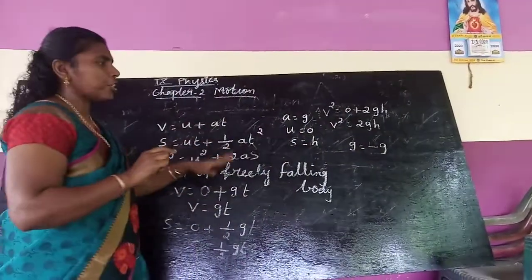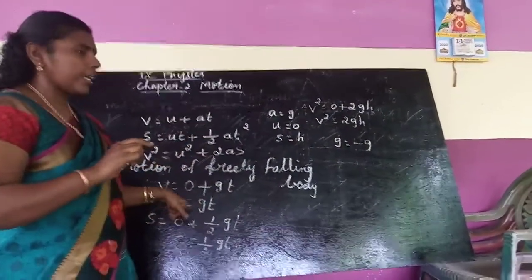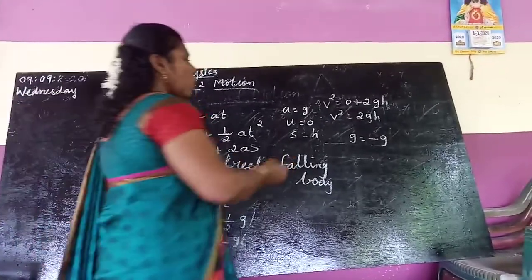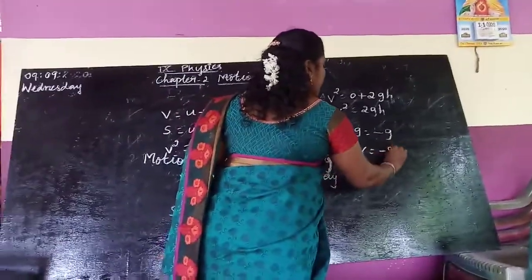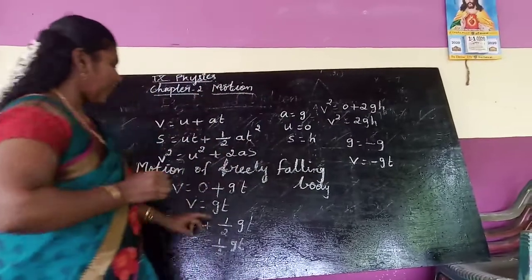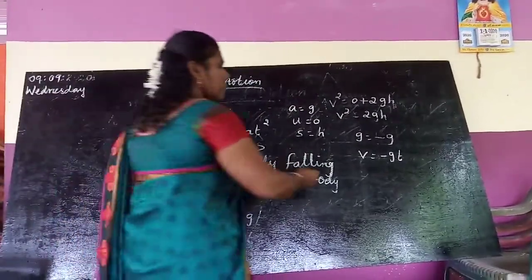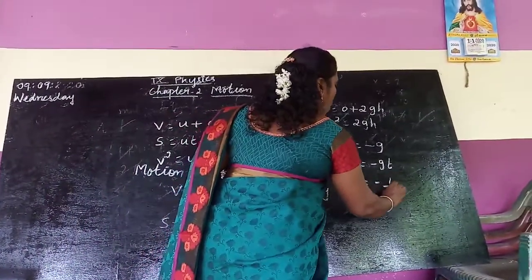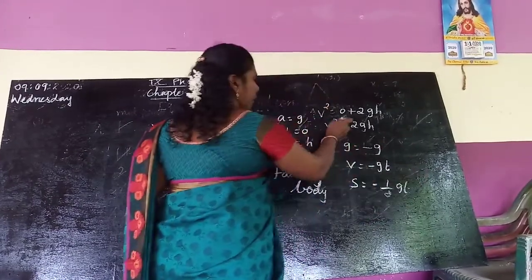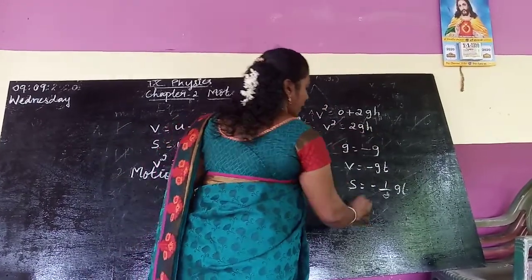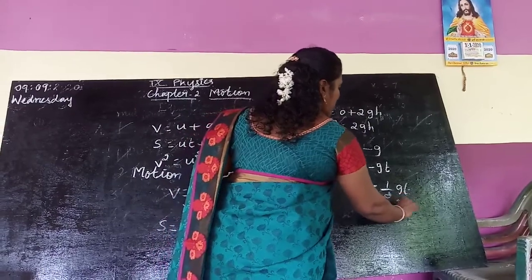Again this equation will change. The first equation, v equal to gt, becomes v equal to minus gt. Instead of g, we have to write minus g. Now s equal to minus half gt square. Here also, instead of g, we have to write minus g. So v square equal to minus 2gh.